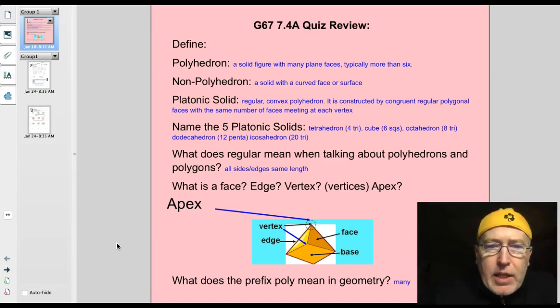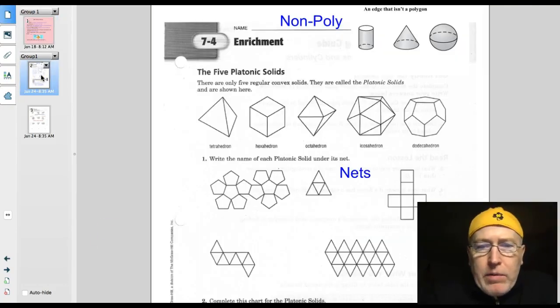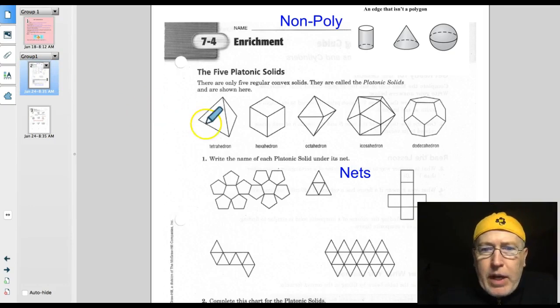Next, the platonic solids. What do you remember about them? Well, here they are. We got 5 of them. The tetrahedron, hexahedron, or a cuboid, or a cube, octahedron, icosahedron, and dodecahedron. Let's take a look at them.